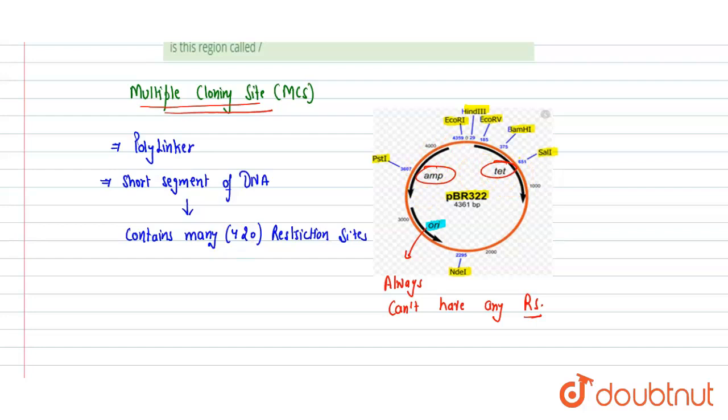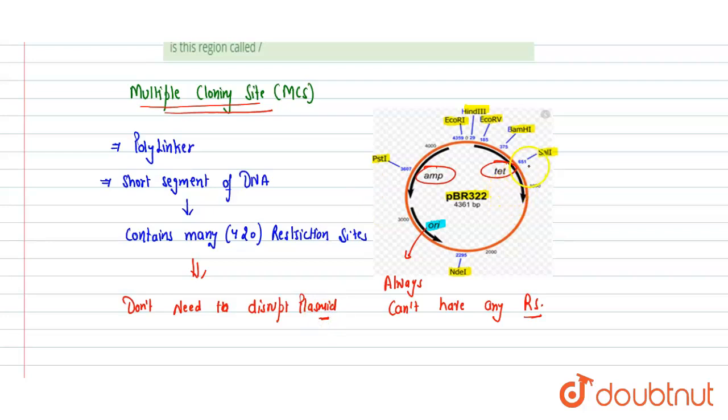Now what is the function of having these restriction sites? These restriction sites are a useful feature which allow the insertion of foreign DNA without disrupting the rest of the plasmid. They don't need to disrupt the whole plasmid or make special changes, because it already contains different restriction sites.